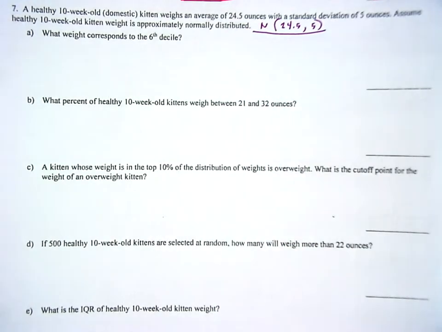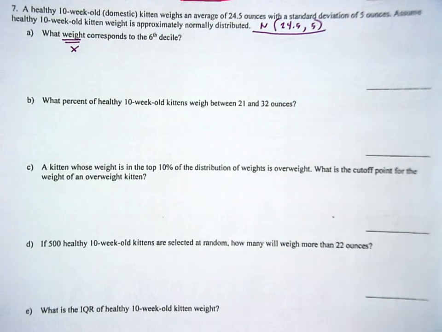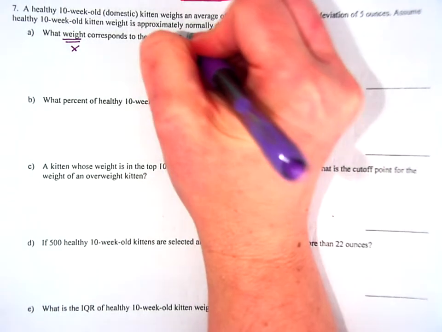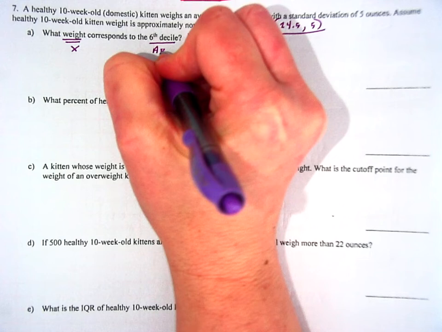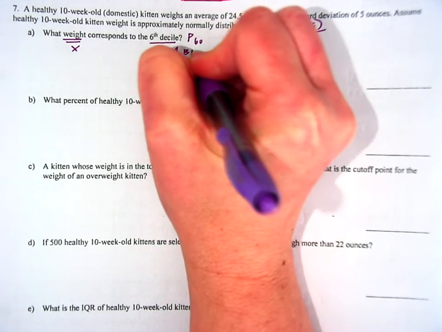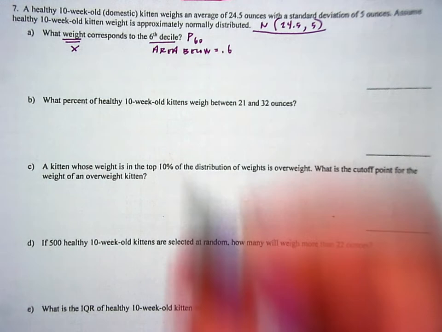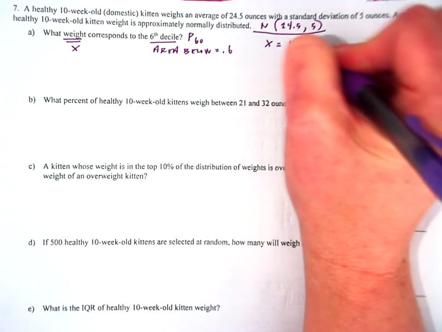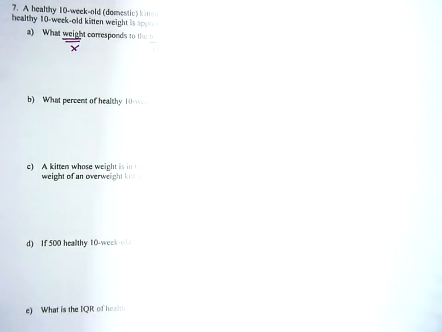Okay, so here we're saying what weight corresponds to the 6th decile. What weight? So we're solving for x, we're solving for the observation, and we're told 6th decile. So the 6th decile is really the 60th percentile, which means that we're looking at where the area below equals 0.6, and what is the z-score that goes with it? We know that ultimately we're using x equals the mean plus the z-score times the standard deviation structure.